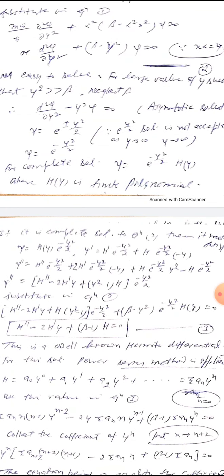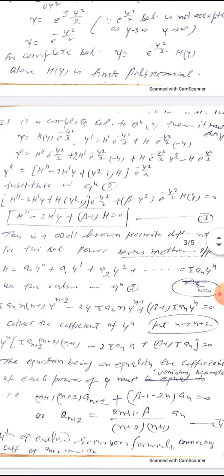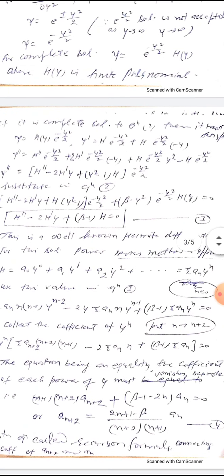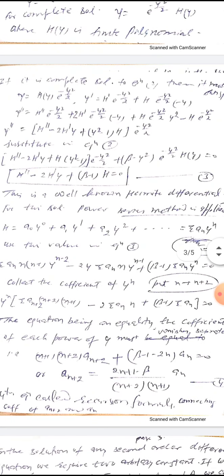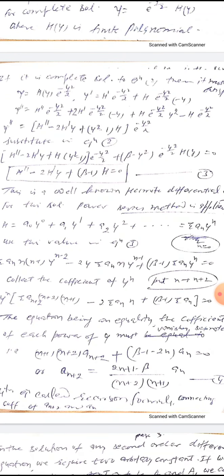For the complete solution, let us introduce a parameter, that is H. So the complete solution for this equation becomes psi is equal to H e power minus xi square by 2, where H is a polynomial. If this is the complete solution of this equation, it must satisfy it. So psi is equal to H e power minus xi square by 2. Mathematically, let us derive psi dash and psi double dash, which I have calculated here.